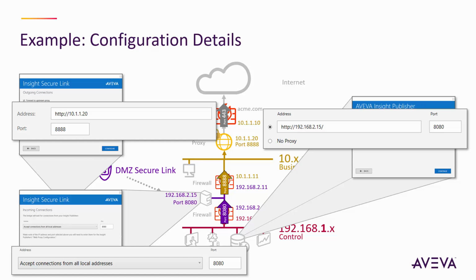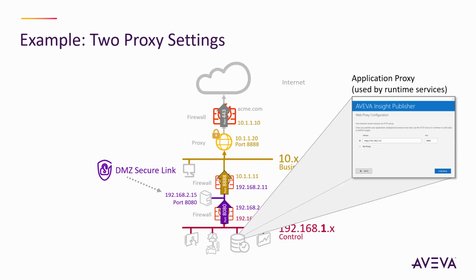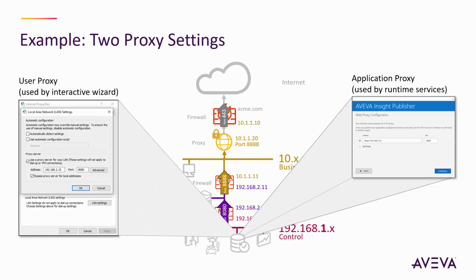When we talk about the proxy, there are really two proxy settings that apply on the publishing side. The one we just mentioned here is used by the runtime. That's configured in the publisher itself. Older versions of Wonderware Historian don't have this proxy setting as part of the setup wizard, so you may need to specify the proxy in a configuration file. Look online for details about that. Then the publisher's interactive configuration also needs a proxy to be able to get to the internet, and that would use your user proxy that's configured in Windows.